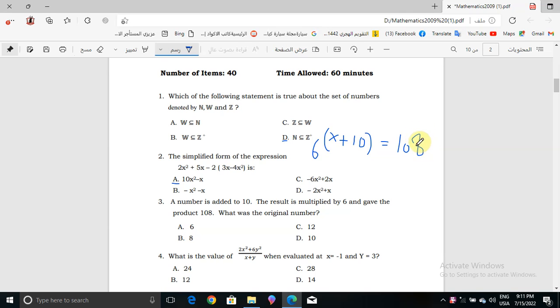Okay, then what we will do? We'll divide both sides by 6 to cancel 6. So we'll cancel 6 by 6. Then what we have, 108 over 6. That means 6 here by 1, and here by 18. Then what we will have? x plus 10 is equal to 18.